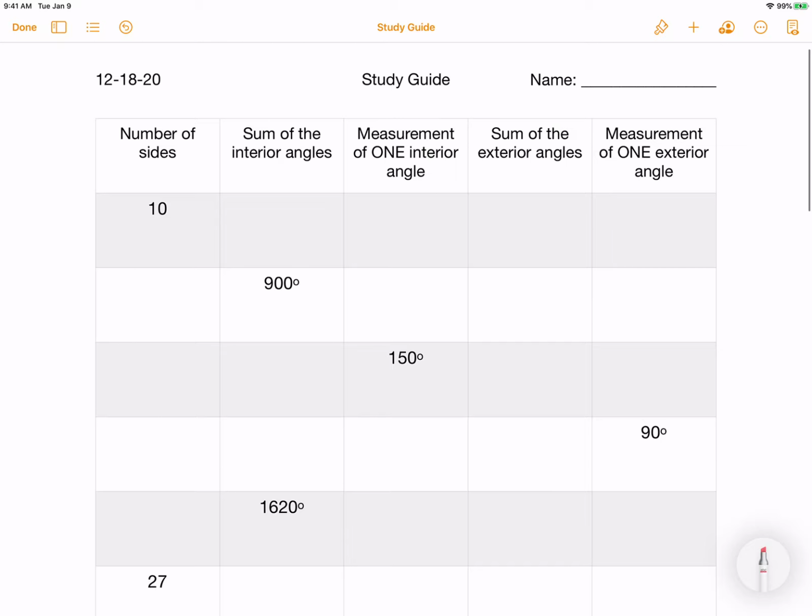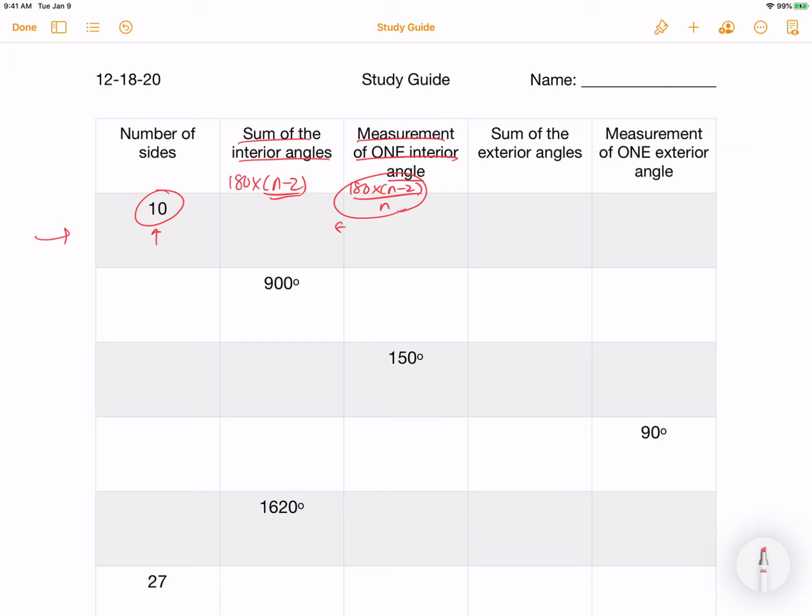So let's get started with the number of sides being 10. Now with these types of questions, I believe that you guys can all do this on your own. The sum of the interior angles, as you already know, should be 180 times n minus 2. Do not forget the n minus 2 portion. Measurement of one interior angle would be whatever you had in the previous column divided by the number of sides. So the formula for that would be 180 times n minus 2 divided by n. But you don't really have to write this down. It's just for an FYI.